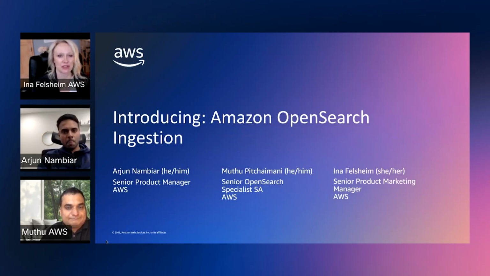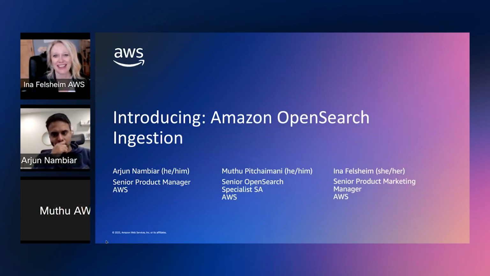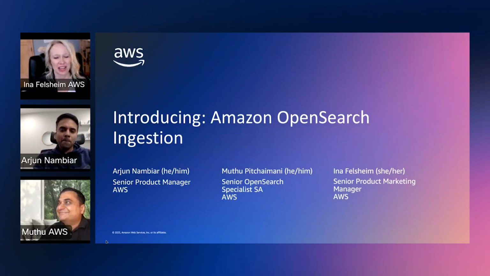We've lined up a super smart panel for you today, including Arjun, who is the senior product manager for this feature, and Muthu, who's incognito. I dare you to find him anywhere. He's invisible. He's a silent assassin of OpenSearch. So with that, let's get started.